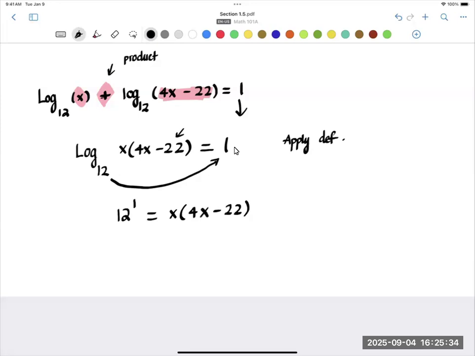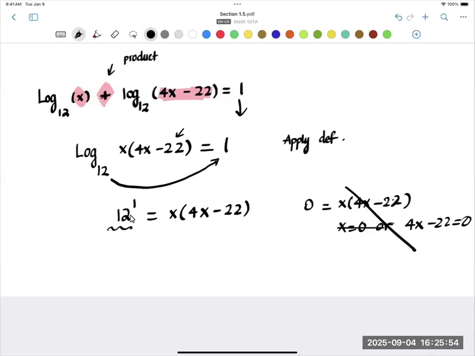So after we got this, since one side of the equation is not equal to 0, we cannot say x equals 0 or 4x minus 22 equals 0. This is not true because our left side is equal to 12. So the only thing we can do next is distribute the parentheses. So I'm going to have 4x squared minus 22x is equal to 12.